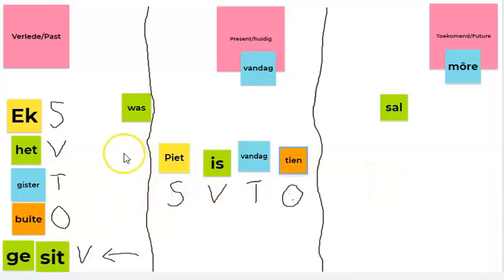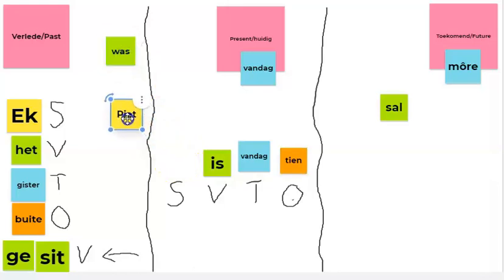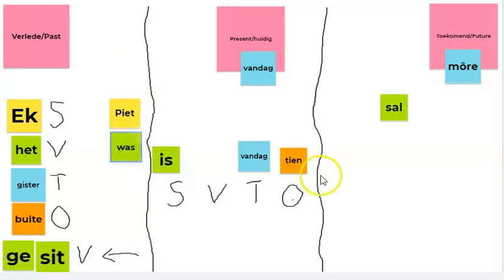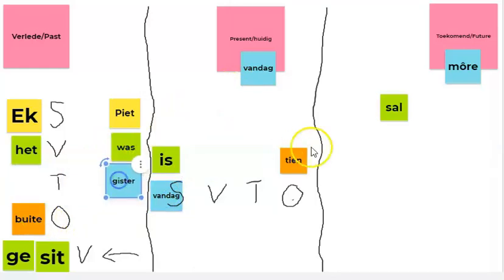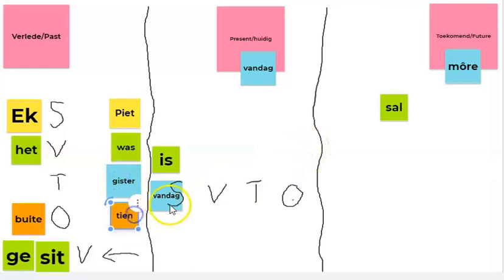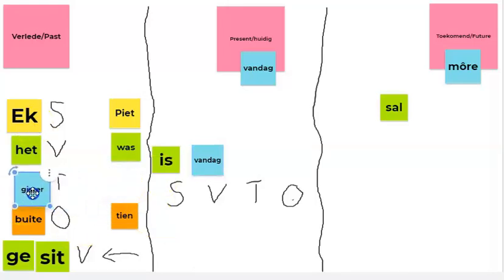Now, if I'm going to throw this into the past, let's see what happens. Piet. Is can't go through, because is is that one word that cannot go through. Is becomes was. Vandag also cannot go through, so it becomes gister, and 10 goes through. And there you have it. Piet was gister 10. And it's again SVTO. Can you see that? All right, so this is a different kind of sentence than the first one that I had there. So let's put that one back.